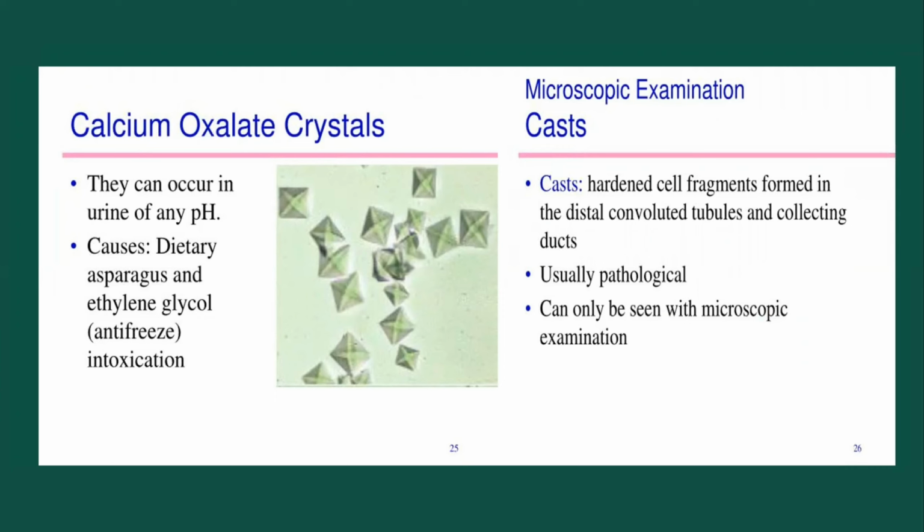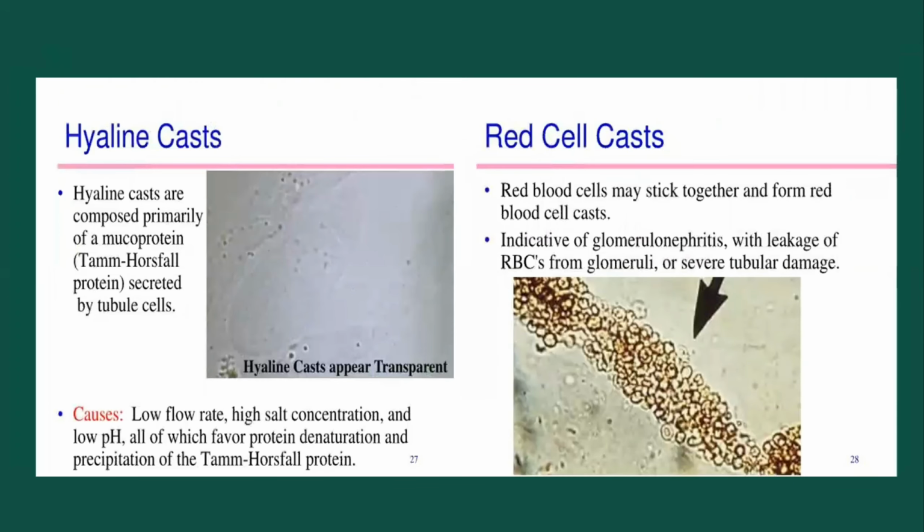Casts are hardened cell fragments formed in the distal convoluted tubules and collecting ducts, usually pathological, and can only be seen on microscope. Hyaline casts are composed primarily of mucoprotein secreted by the tubule cells. Causes are low flow rate, high salt concentration, and low pH, all of which favor denaturation and precipitation of Tamm-Horsfall protein.